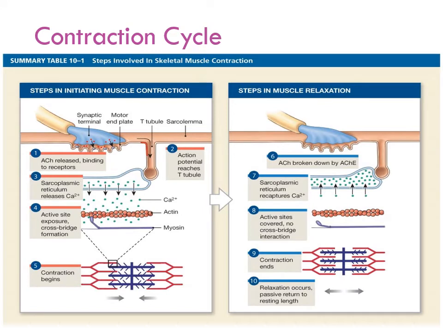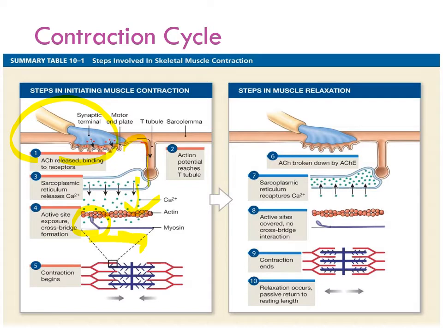On the left-hand side of this picture, we have the steps in muscle contraction. So we are starting up here with the release of acetylcholine at the synaptic terminal. That's going to trigger an action potential to come down the T-tubule and stimulate the release of calcium from the sarcoplasmic reticulum. Calcium binds to the troponin, removes the tropomyosin, uncovers the active sites on the actin, and allows the myosin heads to bind. Then the myosin will release its ADP and phosphate and pull the actin forward, thus shortening the muscle.